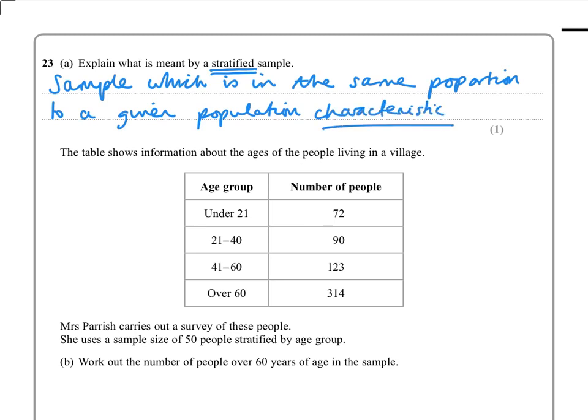Now, you haven't got to use these really big words. What you're trying to say is that when you take a sample and it's stratified, it's got to somehow be in the same proportion or represent the larger sample from which it was taken.